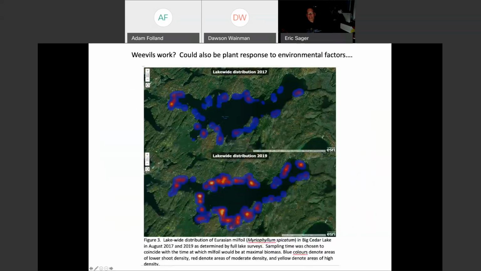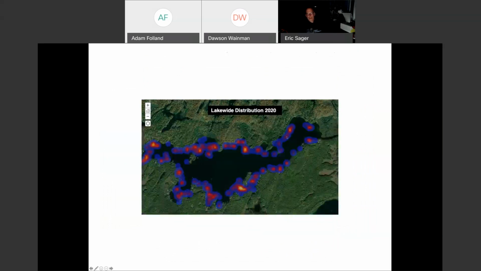So in 2017, we started to see resurgence, no stocking. Back in 2019, now we're seeing more milfoil coming back, no weevils, no nothing. And then in 2020, this past summer again, it's still staying high. We don't have stem counts in the same way. So it suggests, though, that weevils do work.